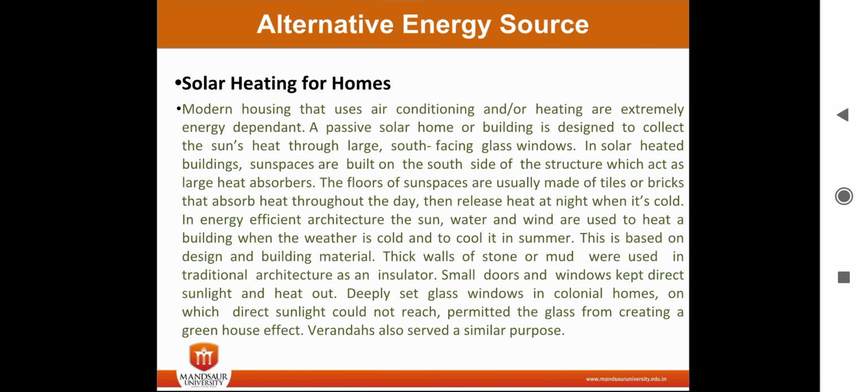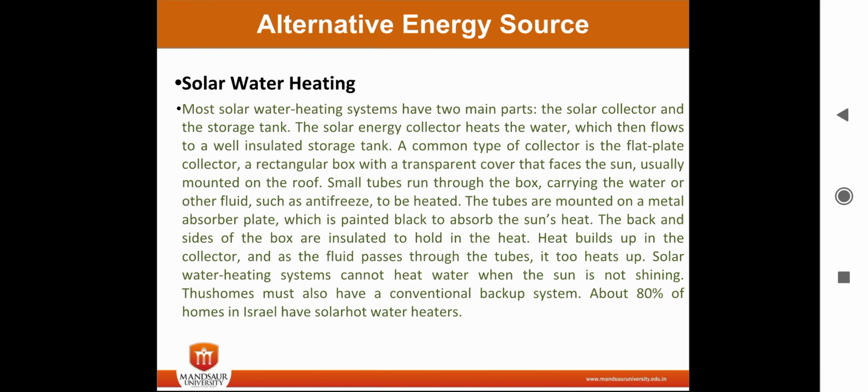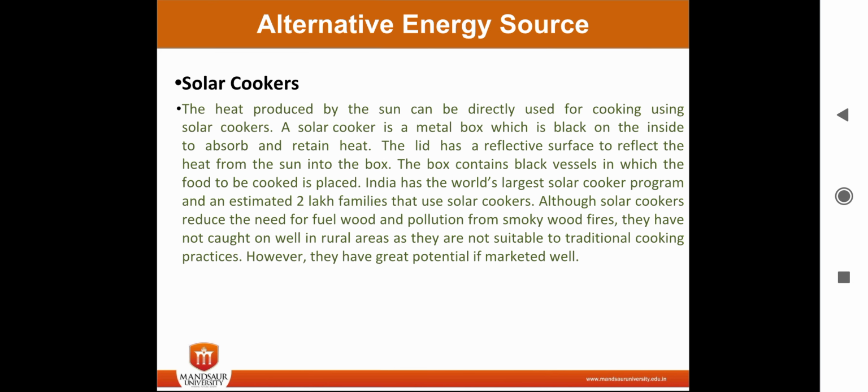Solar heating for homes: a very good system has been developed using solar energy, because in modern houses, AC or heating are extremely energy dependent. With the help of solar heating systems, people can heat their homes. The solar cooker is also a very useful device which we can see in various homes. It is used for cooking food with the help of sunlight.